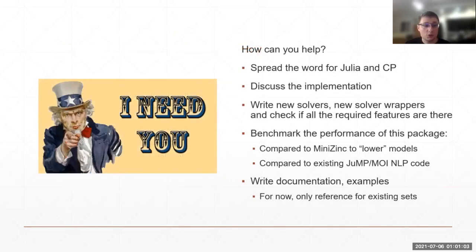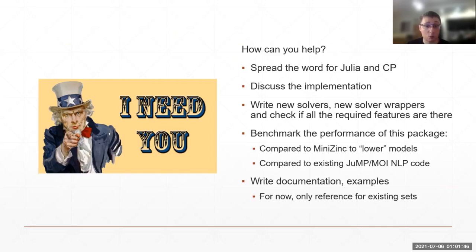And then what can you do to help this go on? For example, you can spread the word for Julia and constraint programming, because for most people, what you have to do is to use FlatZinc or Java, but you can still do constraint programming in a nice way in Julia. And people really need to be aware of this. I would also really appreciate discussing the implementation to see if there are things that can be done in a better way. And then to write new solver wrappers to check if all the needed features are already available in the package and what new sets, for example, must be added.